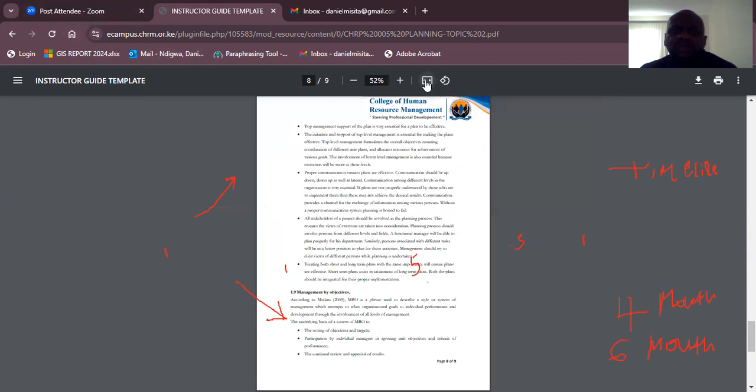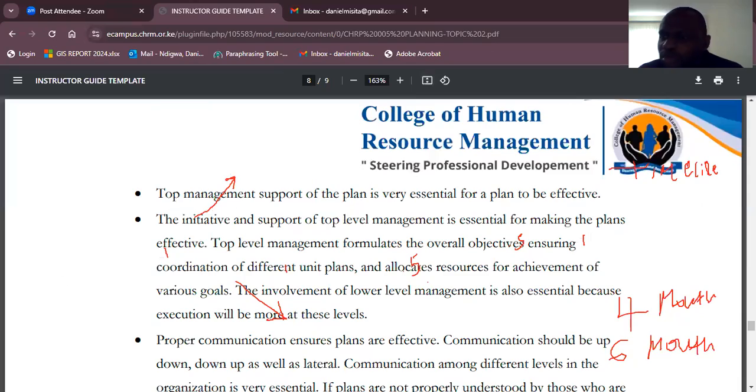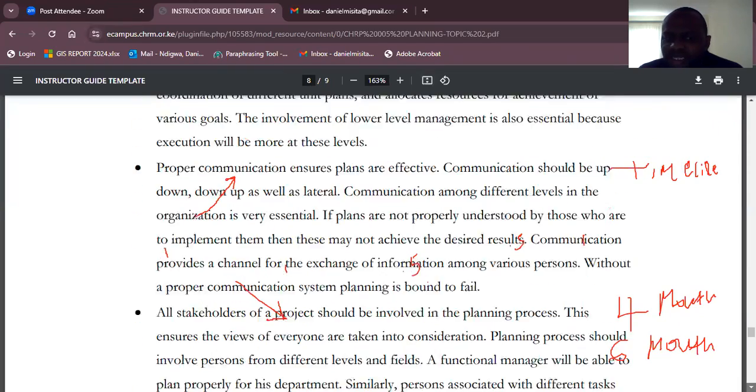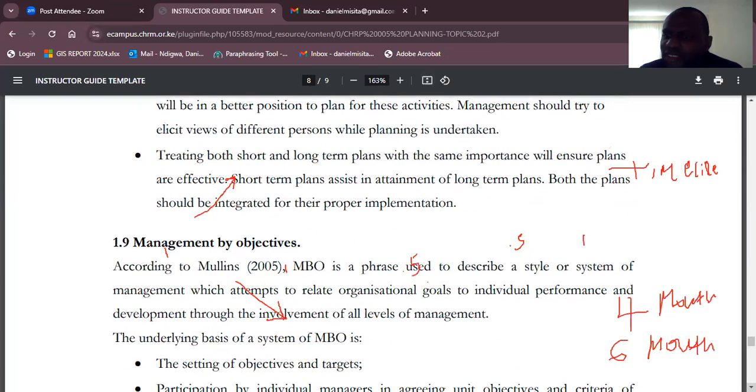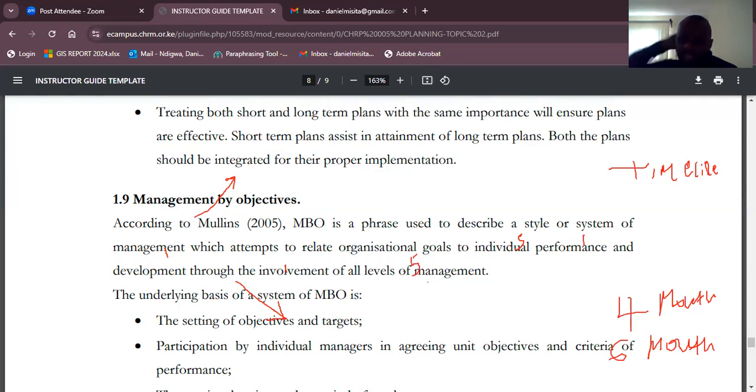Okay. So when we talk about management by objective, what comes into our mind is that at the end of the day, there is a goal you want to achieve as a manager. According to Mullins, 2005, it is a style or a system of management which attempts to relate the organizational goals to individual performance and development through involvement of all levels of management. So for you to be able to achieve management by objective, you need to involve all the levels of management.